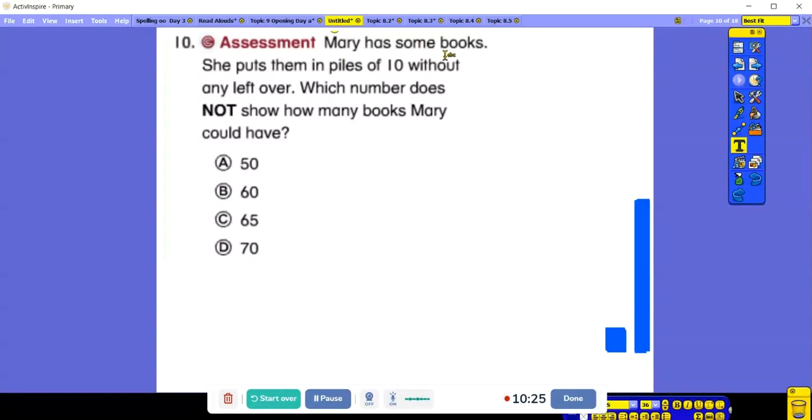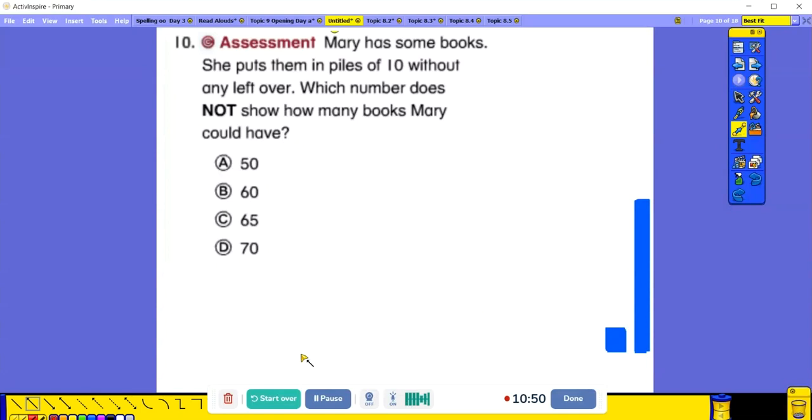So Mary has some books. She puts them in piles of 10 without any left over. Which number does not show how many books Mary could have? So again, Mary has some books. She puts them in piles of 10 without any left over. That's going to be very important. So let's underline that. So we remember that there should not be any, so without any leftovers.